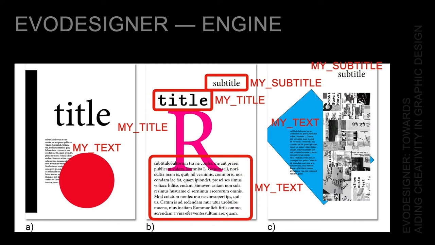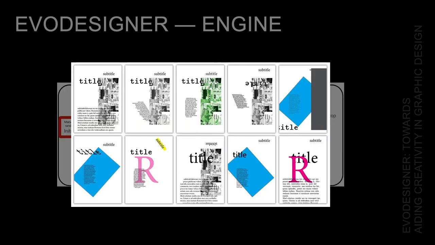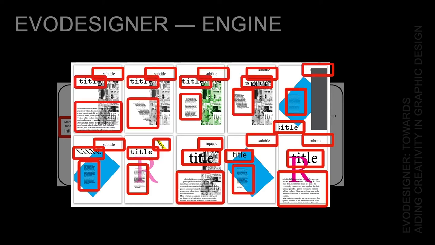Also, one might label the items so the system can recognize equivalent items. For example, if pages A and B will cross over, only one of these titles will be inherited by the offspring. Here we can see examples of 10 pages from the initial population, automatically created by mutating and crossing over the previous three pages. Also, you can see that because the title, subtitle, and text body were set as mandatory, they're included in every individual.